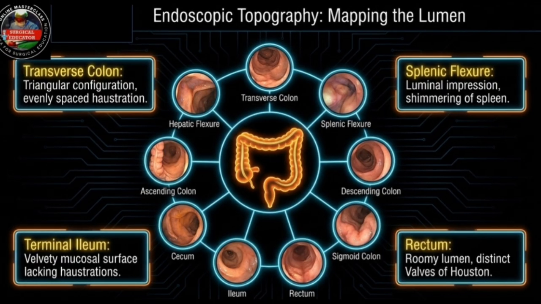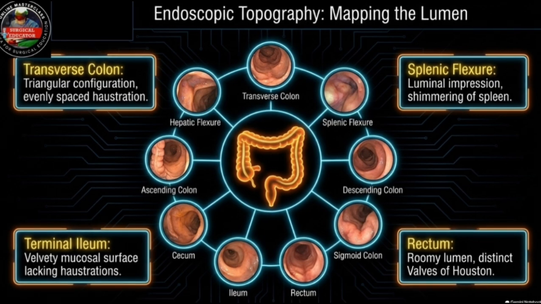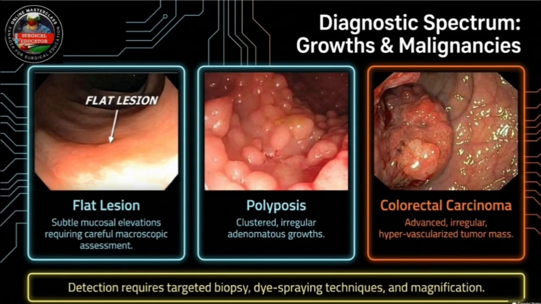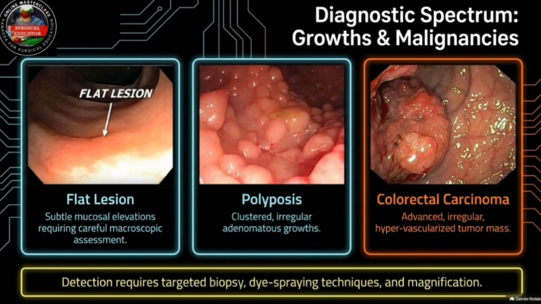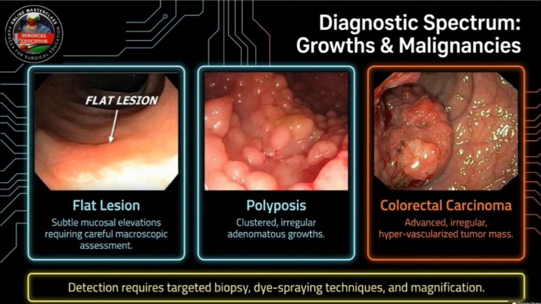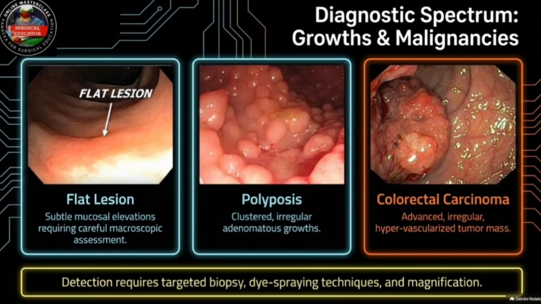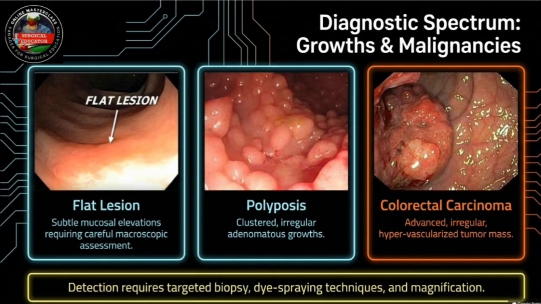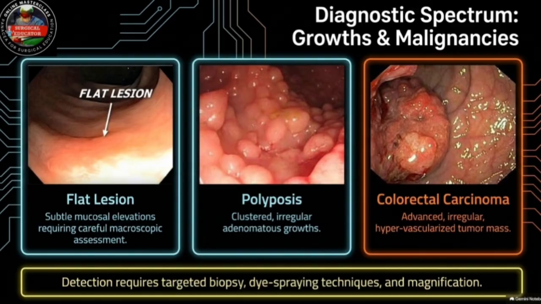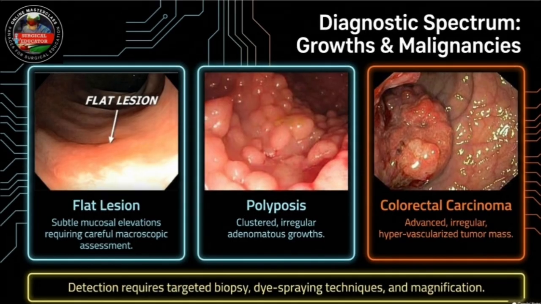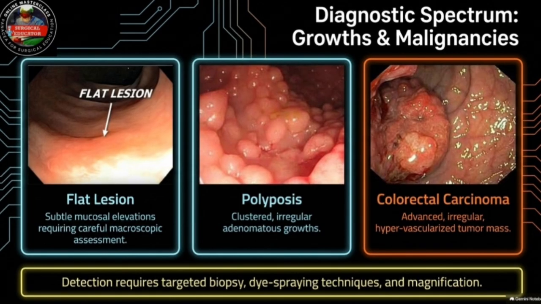The diagnostics. Right. Transitioning to diagnostics, slide 8 contrasts 3 distinct types of growths and malignancies. First, we see a flat lesion, which just looks like a very subtle, almost invisible elevation of the mucosa. Next is polyposis, presenting as a massive cluster of irregular, bumpy growths. And finally, colorectal carcinoma, which looks entirely different, an advanced, irregular, hypervascularized mass. Yeah, that's a very clear visual difference.